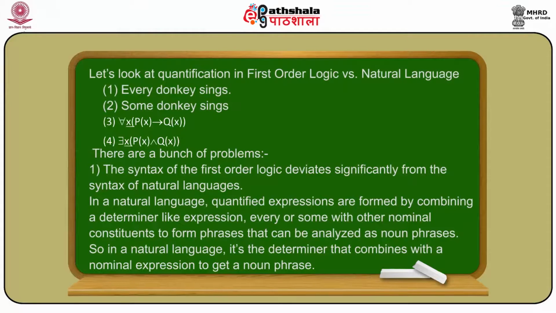So let's look at the following sentences of English and their first order logic translations. Suppose we consider "every donkey sings" as the first sentence. The second sentence, "some donkey sings." Now, what are their first order logic translations? The first sentence would be translated as, for all x, if P of x, then Q of x. The second sentence would be translated as, there exists an x such that P of x and Q of x.